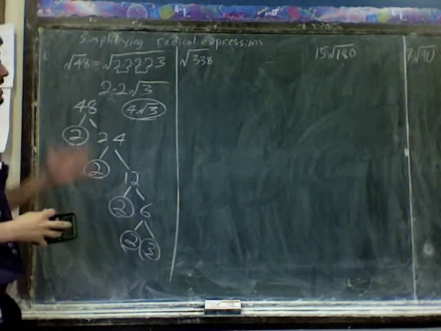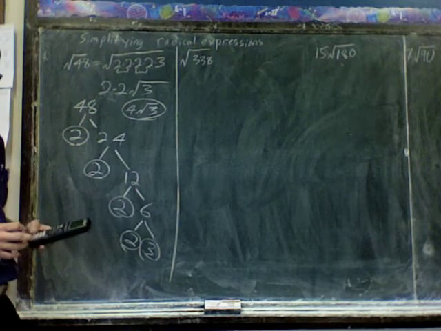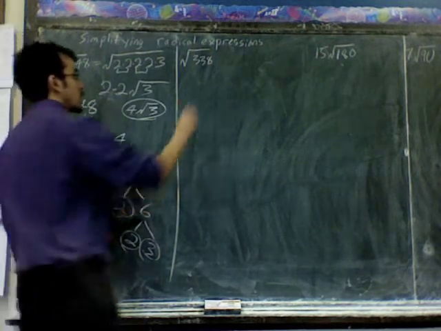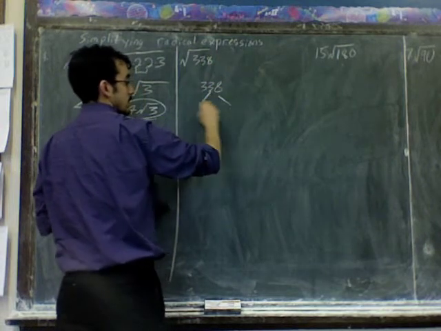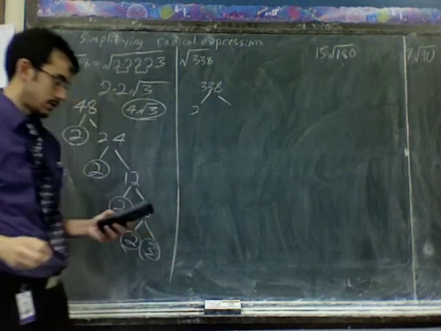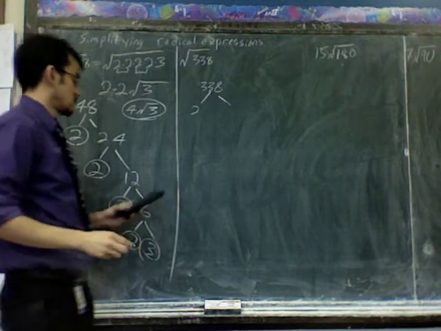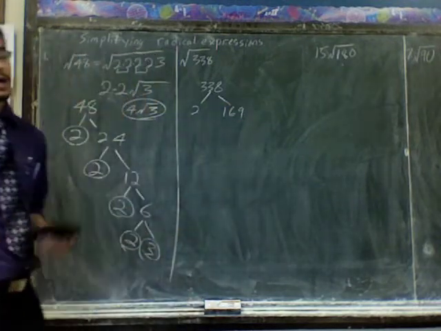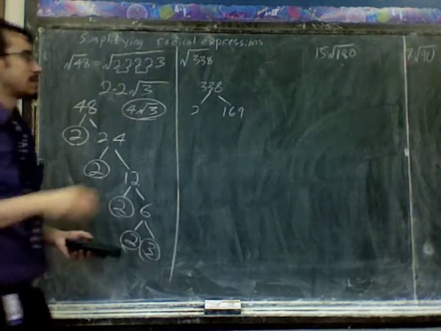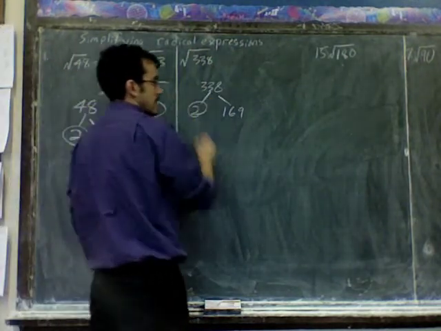It's the same idea. It's going to have more factors because it's a bigger number there. Okay, I'm going to need my calculator for this one. Got 338. We have to factor that. Well, it's even, so I can divide it by 2. 338 divided by 2 should give me, what, 169. Well, 169 is not divisible by 2 because it doesn't end in an even number.